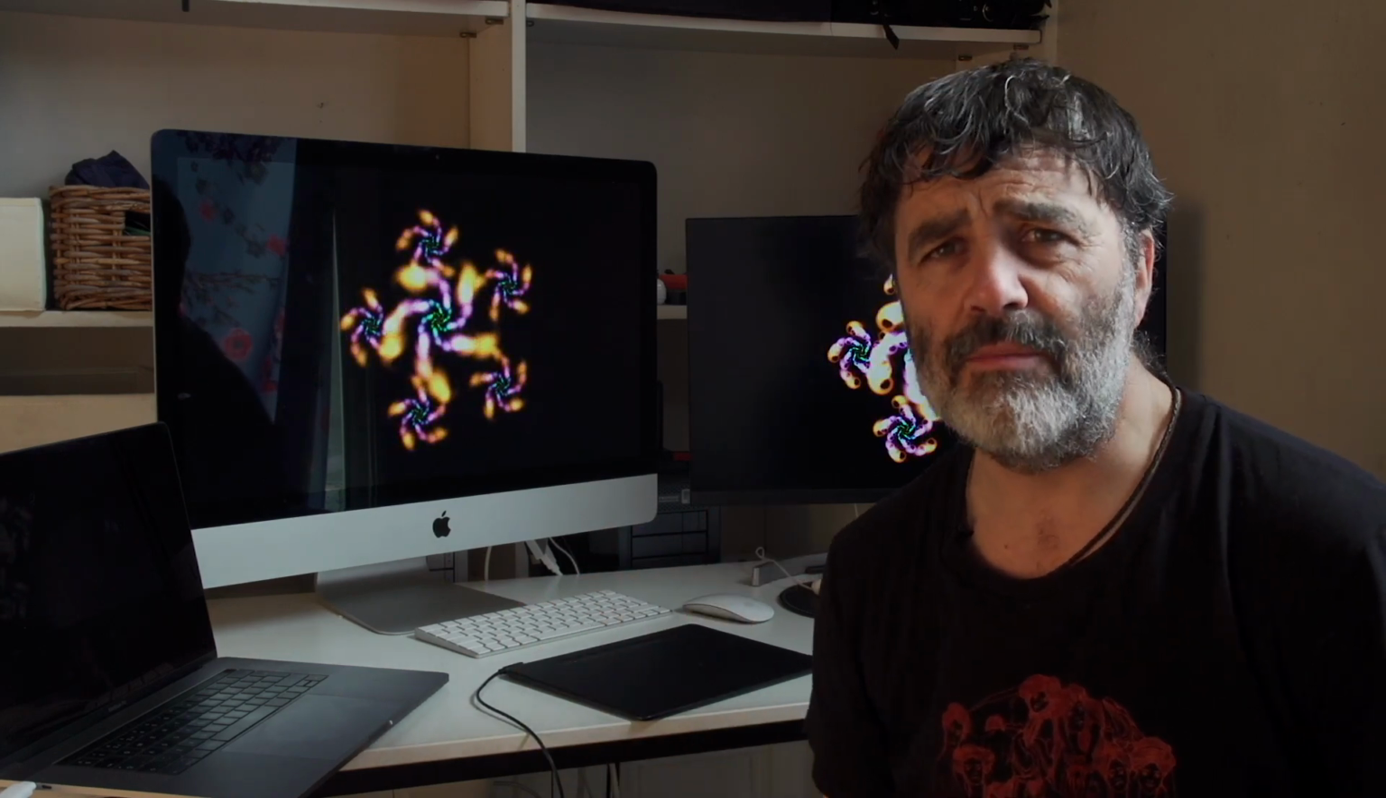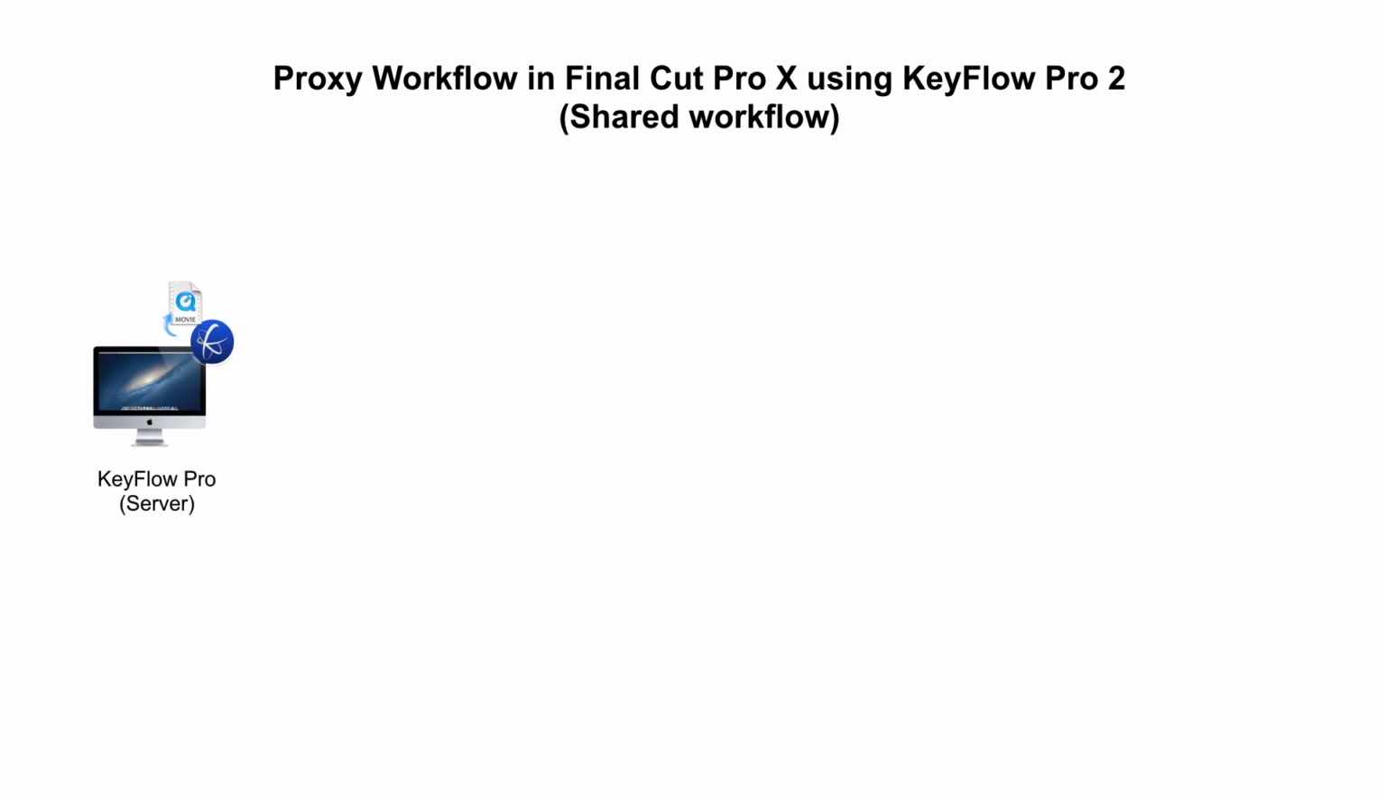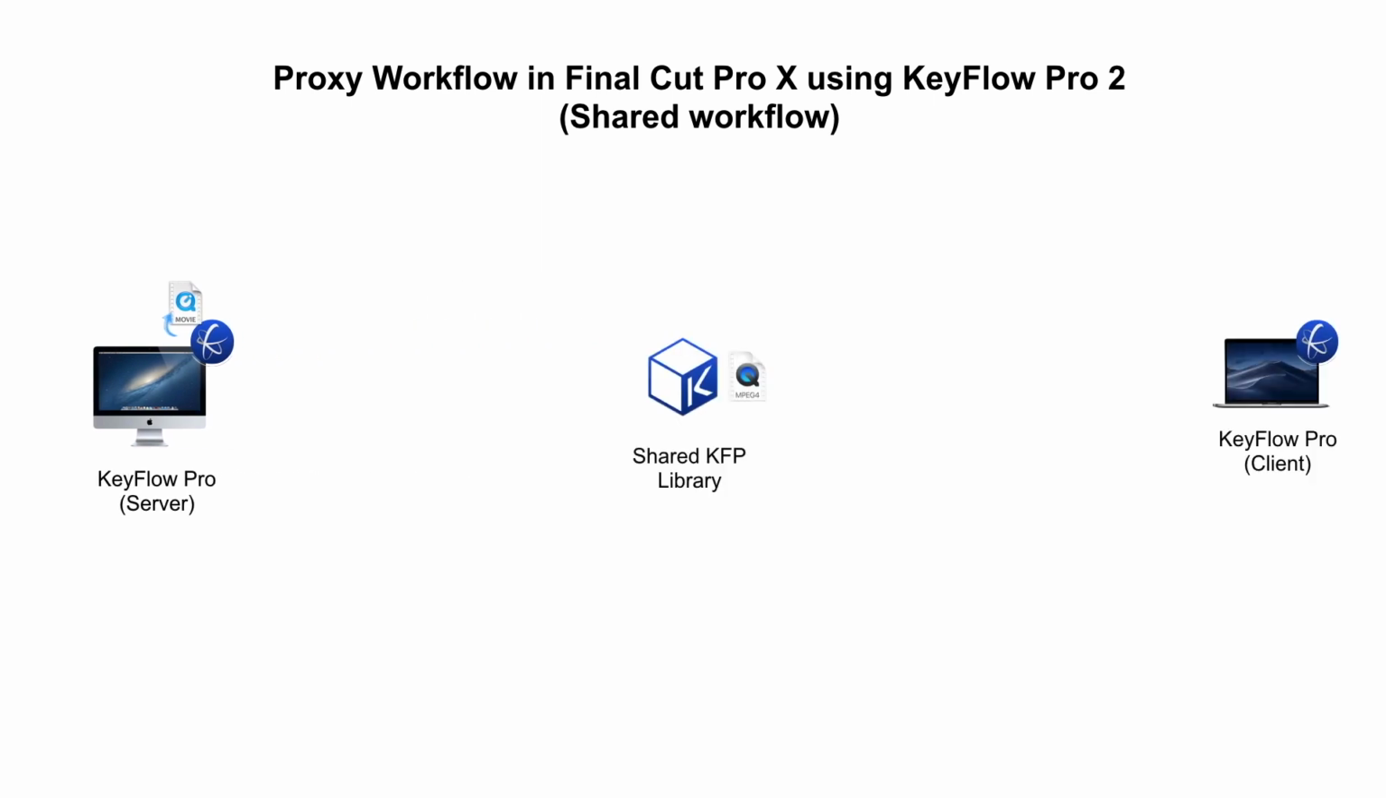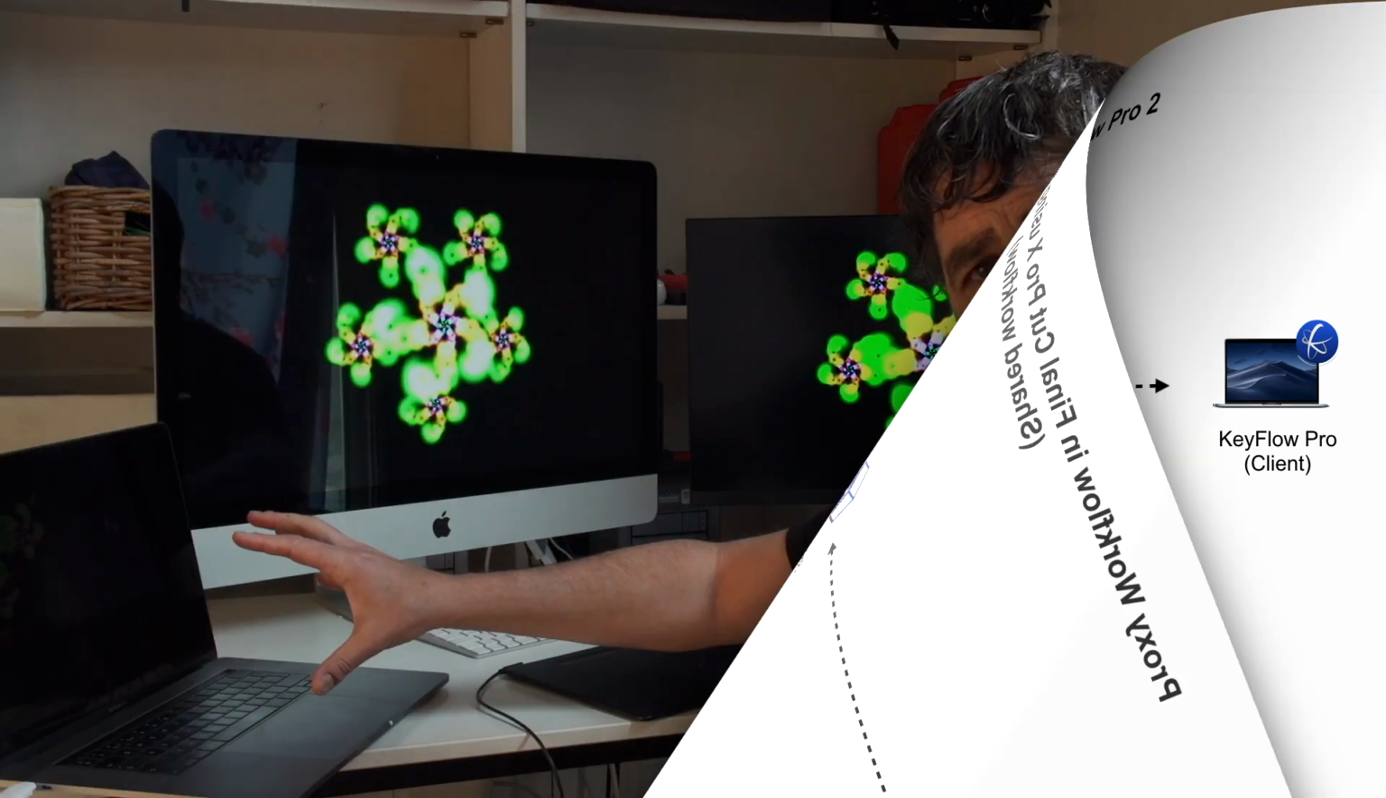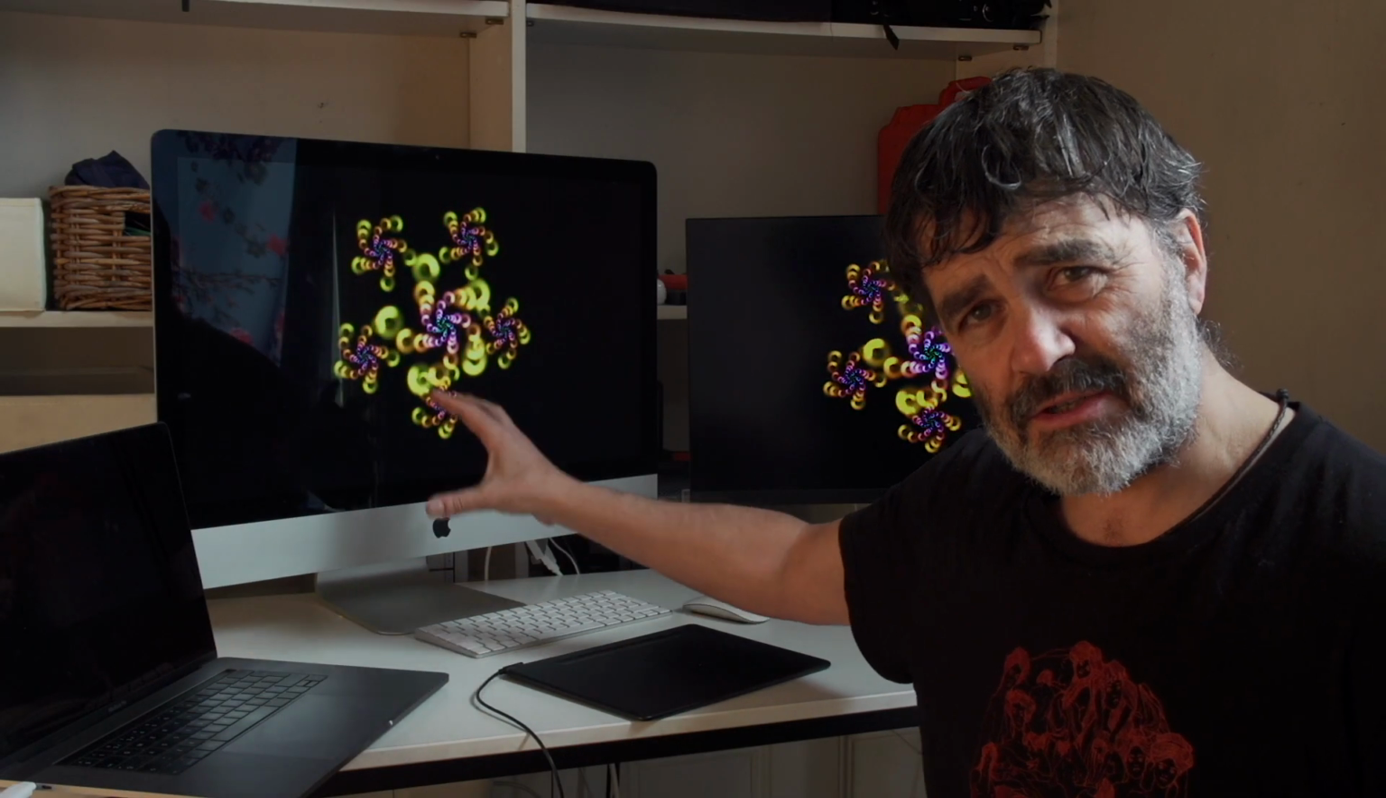in KeyFlow Pro. This time I'm going to talk to you about shared proxy workflow. It's exactly what I did in the earlier tutorial, with the exception of we've now got a server KeyFlow Pro and we've got a client KeyFlow Pro, and we're using the server to distribute the assets. It's a simple solution, and it's what everybody's been crying out for, and it basically opens up Final Cut Pro to users who are working across the world. So let's have a look.